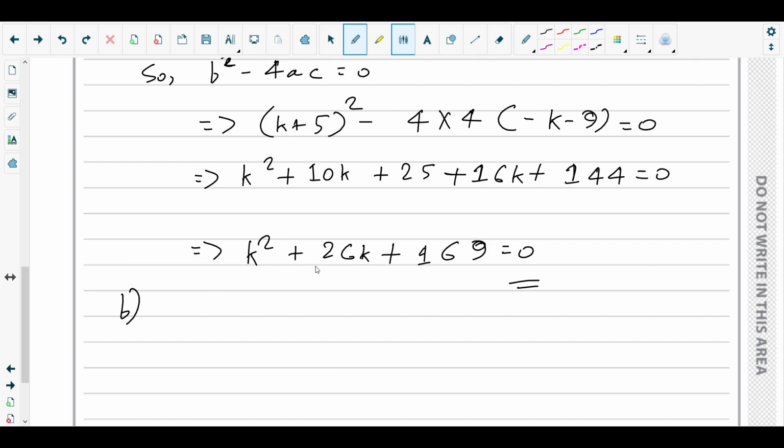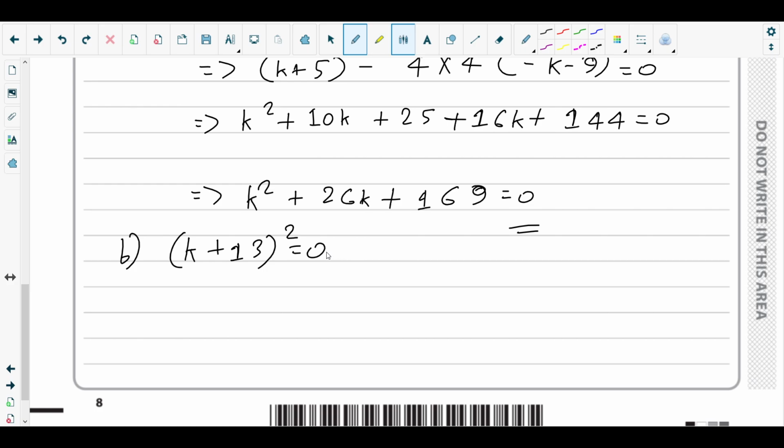So if you want to solve this equation, how can you solve that equation? You've got 169. So we know that 13 times 13, that is 169, right? So (k + 13) whole squared equals to 0, right? Because k squared plus 2 times 13, that is 26. It's exactly matching this expanded equation, right? So k plus 13 equals to 0. So you are getting a single value for k, that is k equals to negative 13. So we got the value for k, right?